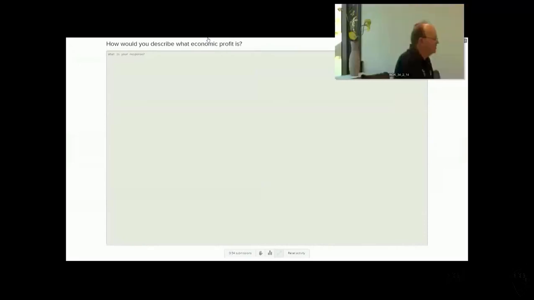Now, let's run through some of the slides too. How would you describe what economic profit is? One minute, just write down what you think economic profit is. I think economic profit is, or whatever you want to say. What's economic profit? What do you think it is? It's one of the frameworks we're looking at.